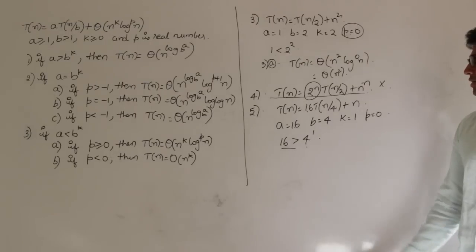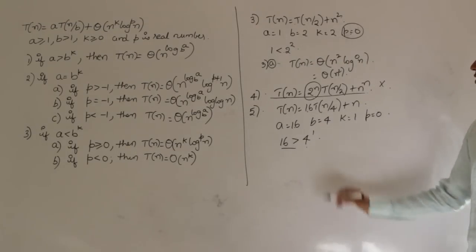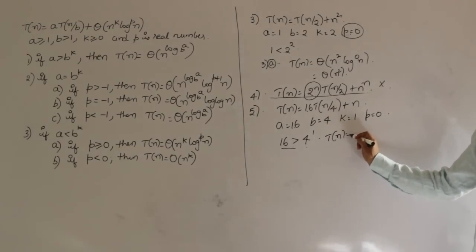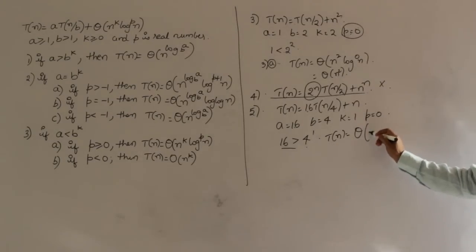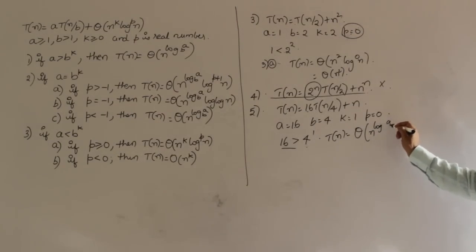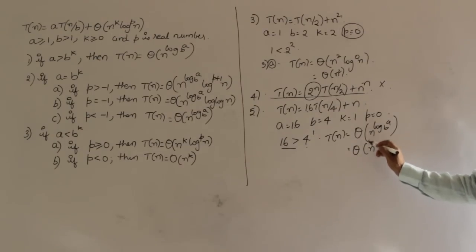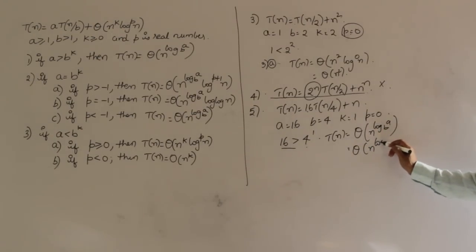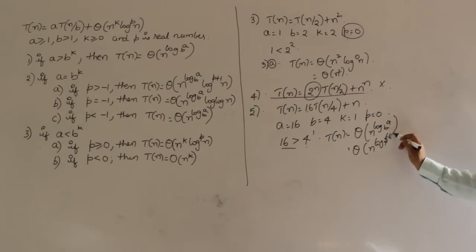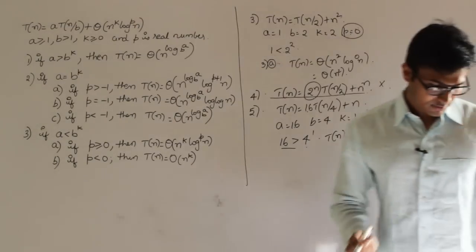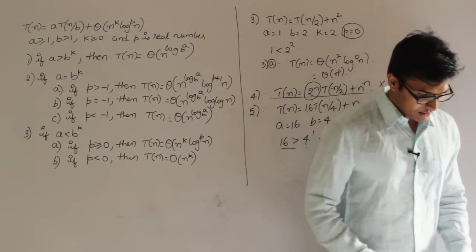So what is the condition? First condition. In the first condition, you will not worry about the value of p at all. Then what is T of n? T of n equal to, according to the first condition, theta of n power log a base b. What is log a base b here? Theta of n power log 16 base 4, which is nothing but theta of n square. So that is the answer of the fifth one. Okay, and see the next one.